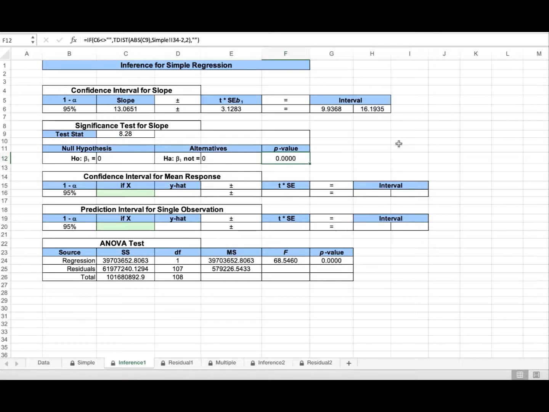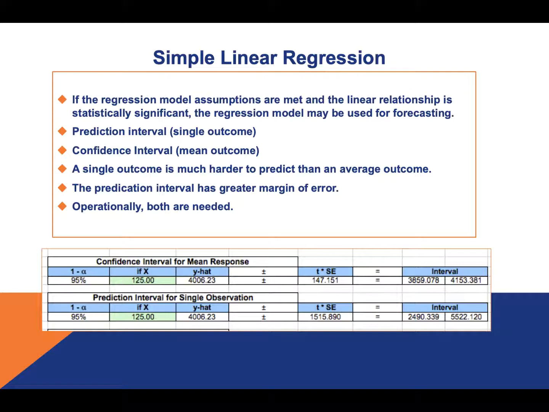Now that we have checked that the regression model assumptions are met, and we've checked that the linear relationship between our two variables is statistically significant, we can use the regression model for forecasting. We have two tools. They're both interval estimates, like our familiar confidence intervals, but we give them different names. The term prediction interval usually refers to a forecasting interval for a single outcome, while the confidence interval refers to an interval estimate for an average outcome.